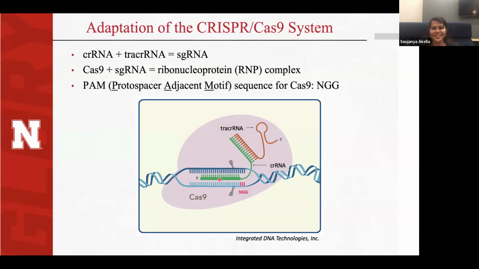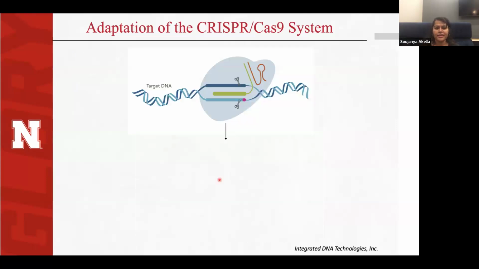All right. So this is how they adapted the CRISPR system so that you can customize it to target whatever you want. So what happens once your Cas9 comes in? You've designed your guide RNA so that part of it, this green part, is hybridizing to the dark blue strand.